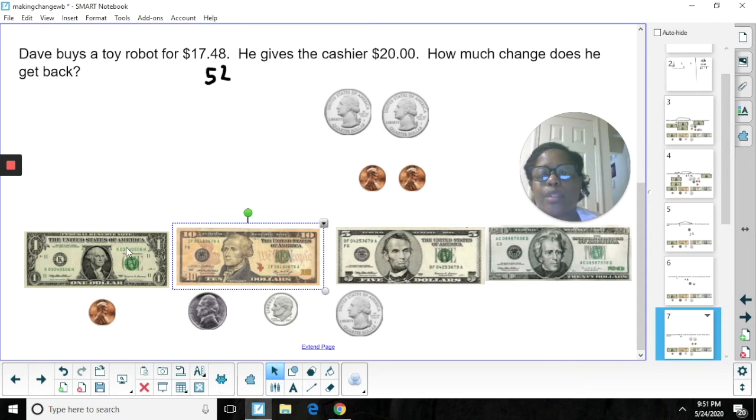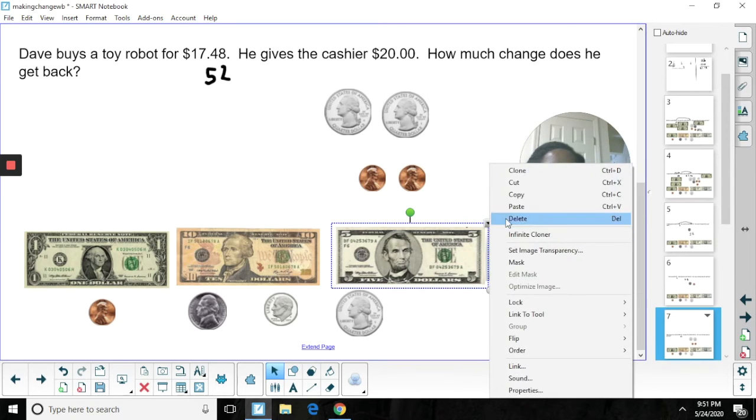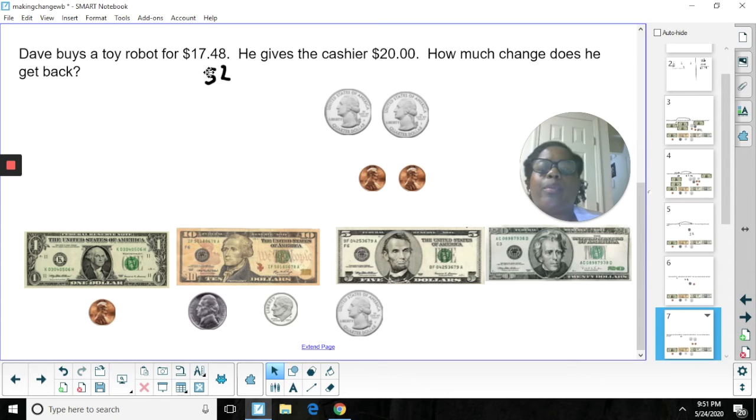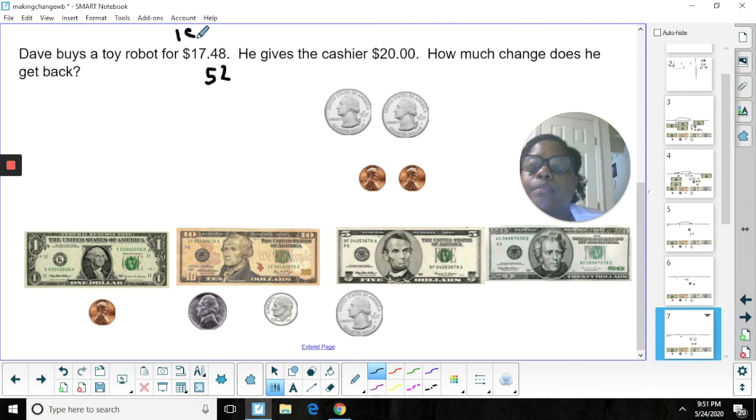Okay, I don't think we're going to need that one. We might need this one though. I'm not sure yet. Okay, I don't think we will. So now we have our change here. So this is going to turn into $18, because when you add this 52 to this $17.48, it turns into 18.